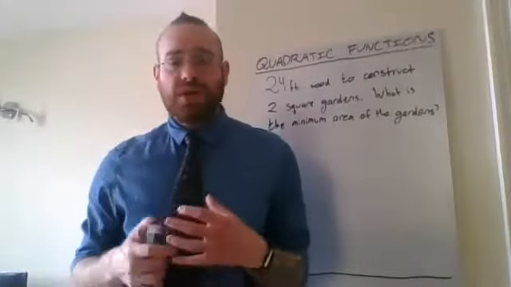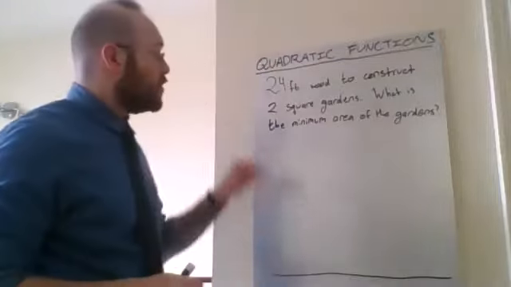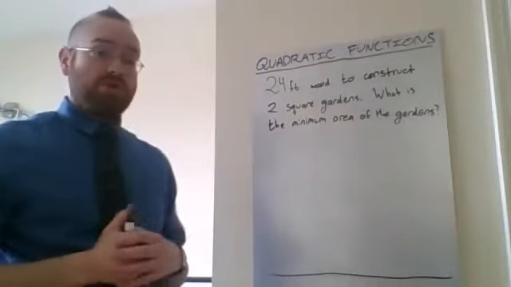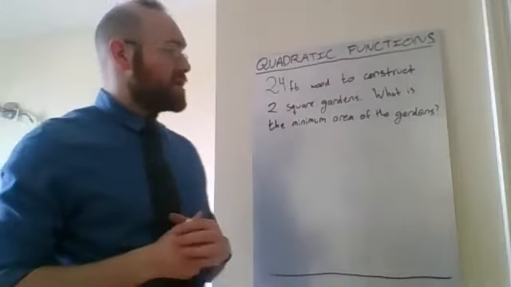We are back to do an example of an application using quadratic functions. So we are told that we have 24 feet of wood to construct 2 square gardens, and we want to know what is the minimum area of the gardens.